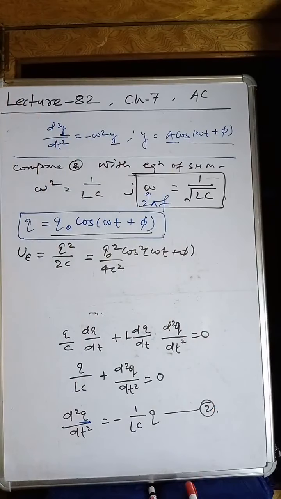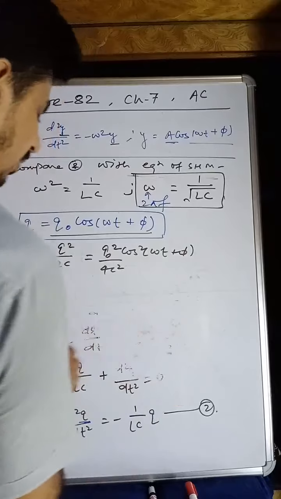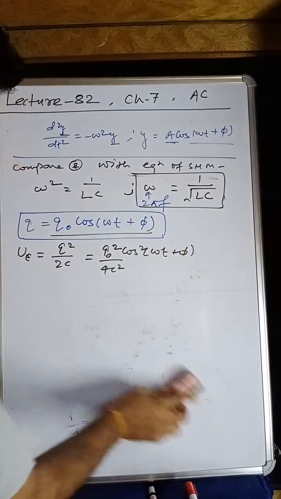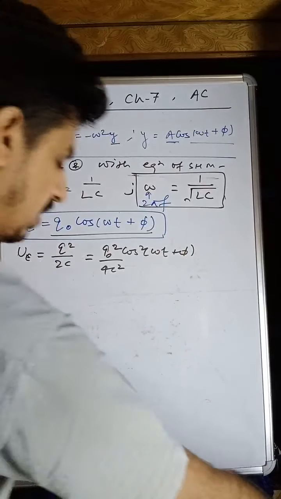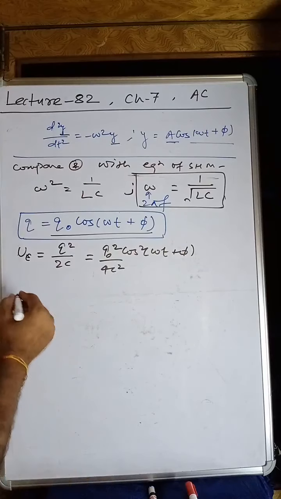We can represent this over the graph as well. But once we have the equation of both the energies, it will be easy for us to represent both the energies on the graph. So let me find the energy through the inductor.